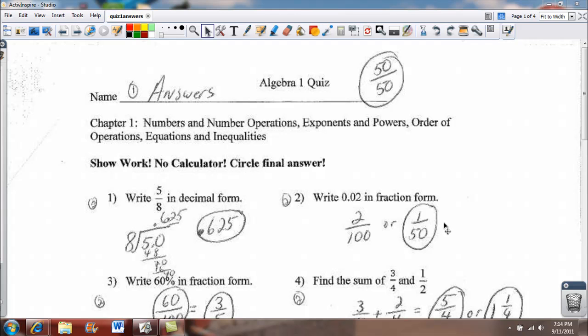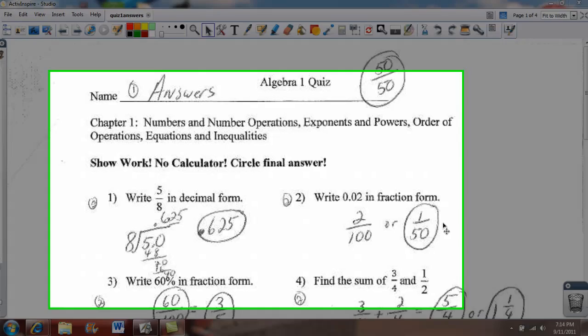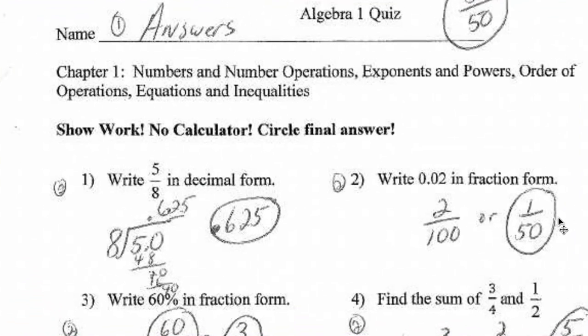Hi everyone. These are the answers to the Algebra 1 quiz. Please correct your mistakes. Please understand if you had anything wrong. A lot of you, these concepts are review, make sure you know how to do this.